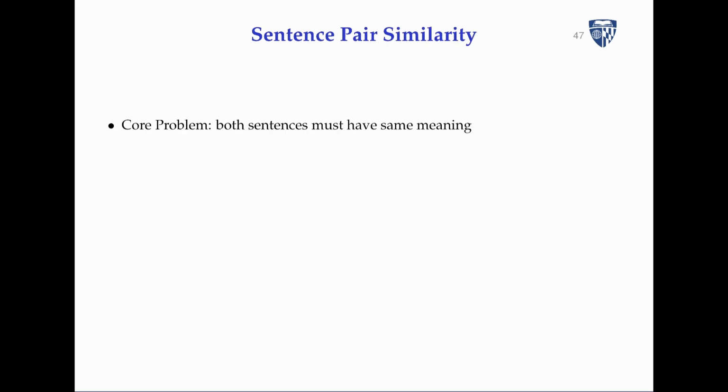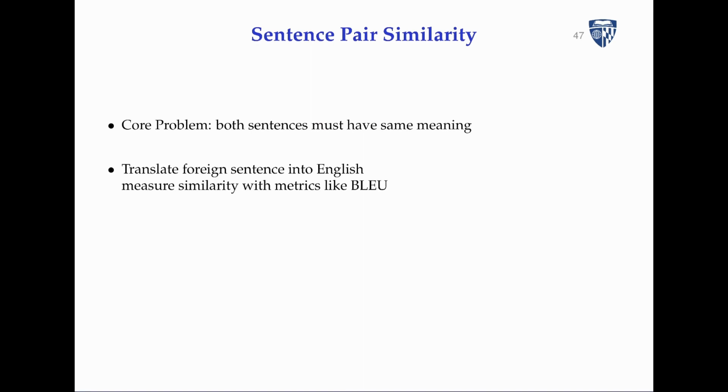Okay, let's step back a little bit. At the core of the problem of sentence alignment is the problem of sentence pair similarity. Both sentences must have the same meaning. That's the core problem we try to solve. One way to address this is taking the foreign sentence, translating it to English, and then you have two English sentences. To check if two English sentences have the same meaning, you can use all kinds of similarity measures, for instance, metrics like the BLEU score.